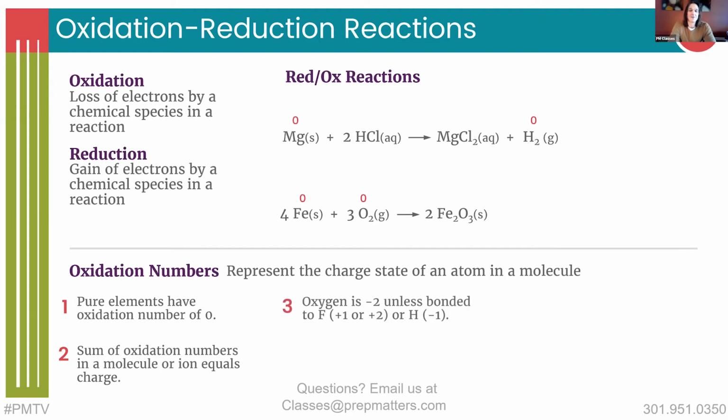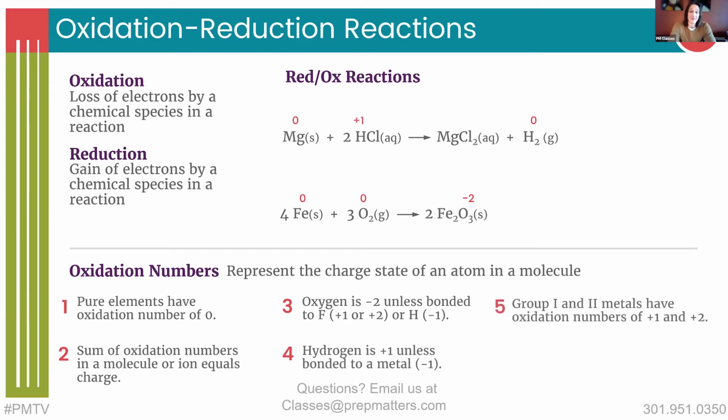Rule 3, oxygen is always -2 unless it's bonded to fluorine or hydrogen, and there are the exceptions. Here we do have an oxygen. It's not bonded to fluorine or hydrogen, so each of those 3 oxygens in Fe2O3 is -2. Okay, hydrogen is +1 unless bonded to a metal. Here there's a hydrogen, we'll make it +1.